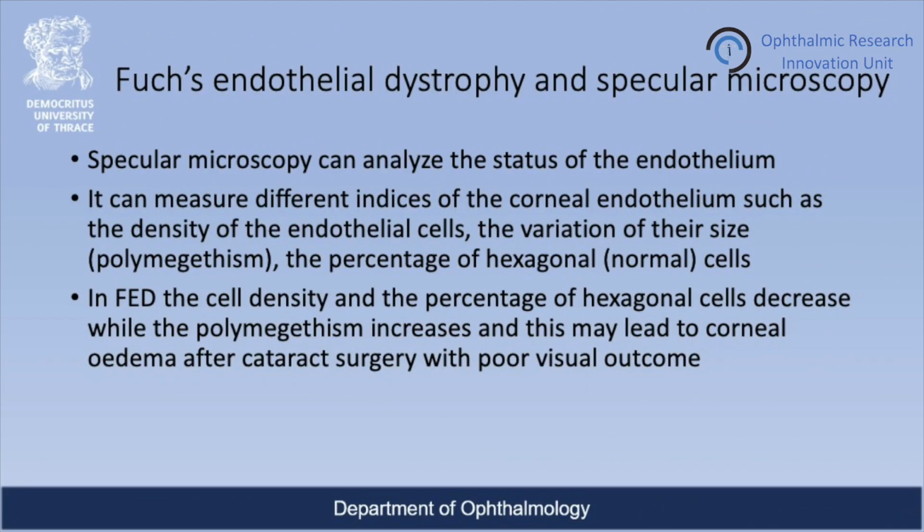Therefore, specular microscopy can analyze the status of the endothelium. Specifically, it can measure different indices of the corneal endothelium, such as the density of the endothelial cells, the variation of their size, and the percentage of hexagonal cells. In Fuchs' endothelial dystrophy, the cell density and the percentage of hexagonal cells decrease while the polymorphism increases, and this may lead to corneal edema after cataract surgery with poor visual outcome.